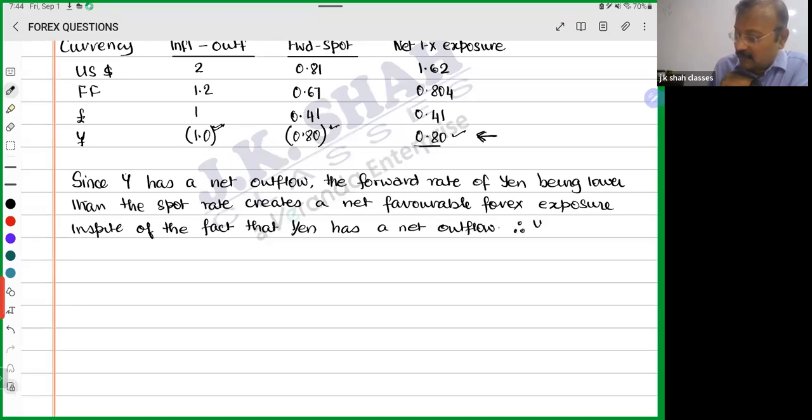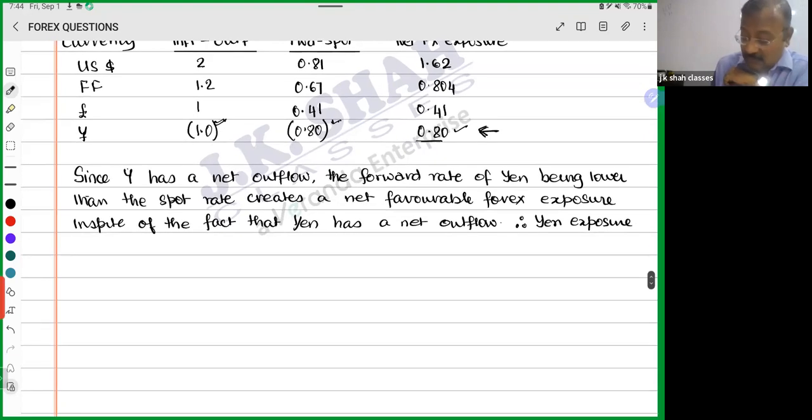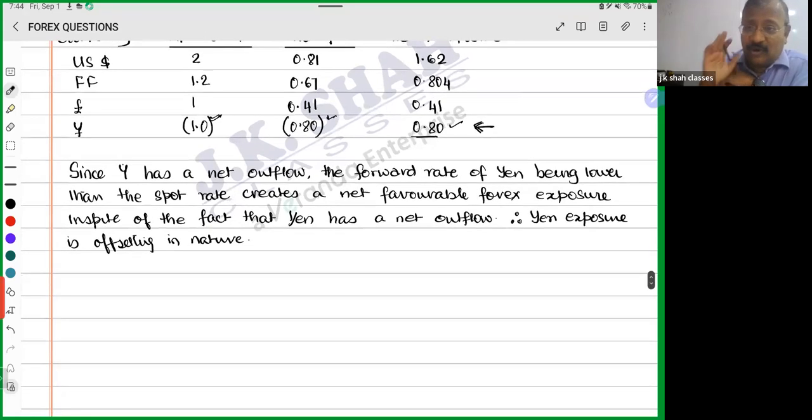Therefore, the yen exposure is offsetting in nature. Okay. I'm not saying this answer makes sense, but I'm just trying to make a slightly better presentation of this rubbish by the institute.